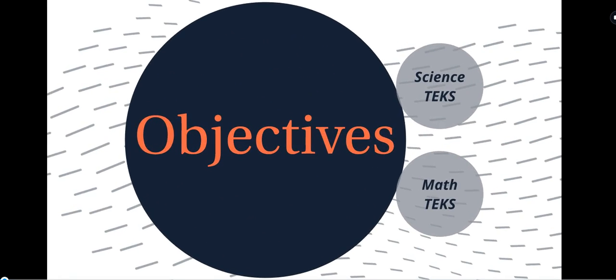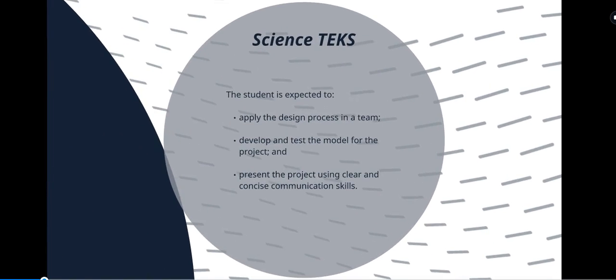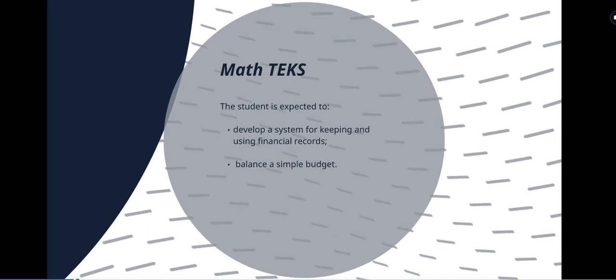The objectives that I chose to cover in this unit were science TEKs and math TEKs. However, I do believe that you could include ELA and social studies, but I'm just focusing on the science and math. So the science TEKs that we're using: the student is expected to apply the design process in a team, develop and test the model for the project, and present the project using clear and concise communication skills. The math TEKs that we're covering: the student is expected to develop a system for keeping and using financial records and balance a simple budget.